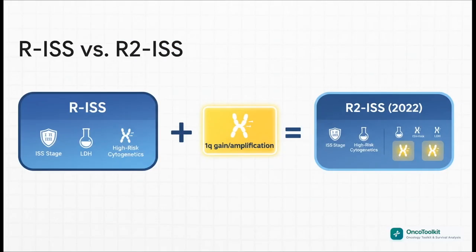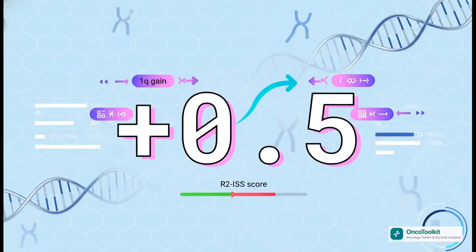And here's the answer. The original RISS, as you know, combined the ISS stage with LDH and a few high-risk cytogenetics. The key update, the real game changer in the 2022 R2ISS, is the addition of one single, powerful, independent risk factor, 1q gain or amplification. So how does this new factor actually change the score? It's simple, but so important. The presence of 1q gain adds exactly half a point, 0.5 points, to the patient's total R2ISS score. That's a specific, tangible hit to their overall prognosis.